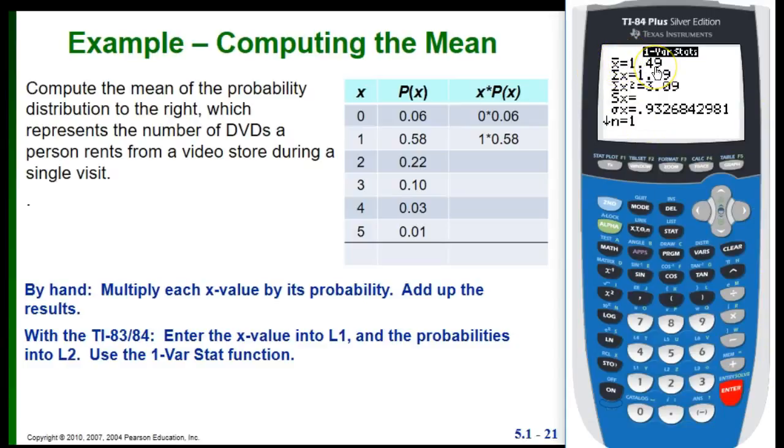And this is giving me my mean for my probability distribution. Remember, X bar is the symbol for the sample mean. So here we've got the mean for our probability distribution is 1.49.